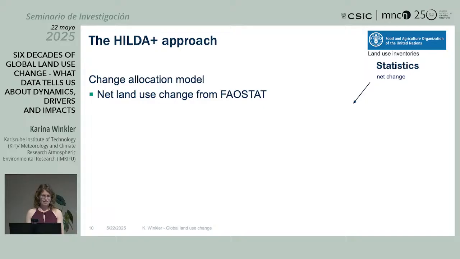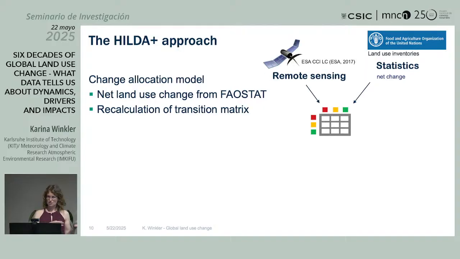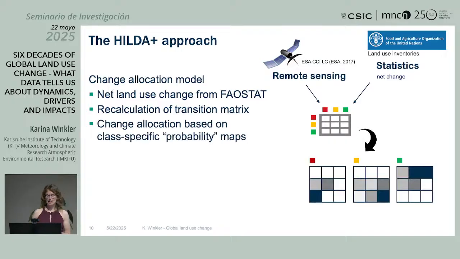and so on. We calculate this net change with our land use transition matrices from the remote sensing side to have a full land use transition matrix for all the countries. And this guides the change allocation model. We allocate land use changes on those grid cells where it is most probable that a certain land use category occurs. So this is mainly the methods part of how such a harmonization is constructed.